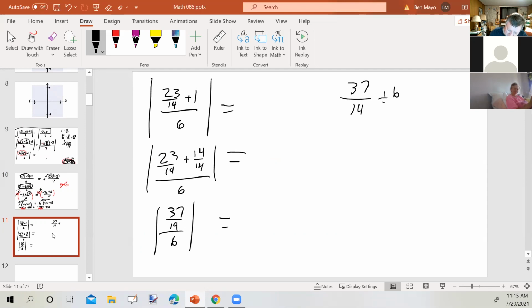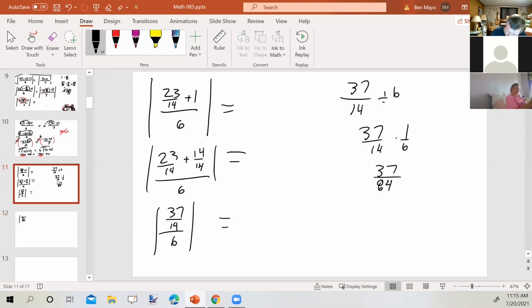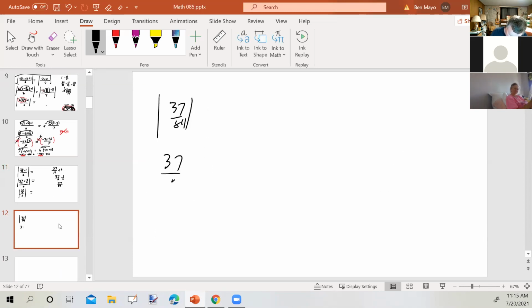37/14 divided by 6. This is where somebody steps in and says, you know, you made a mistake back there in that page you erased. Would be 37/14 times 1/6, which would be 37 over 84. So going on, we've got the absolute value of 37 over 84, which is 37 over 84. Okay, so that whole mess on the left side simplified down to 37 over 84.